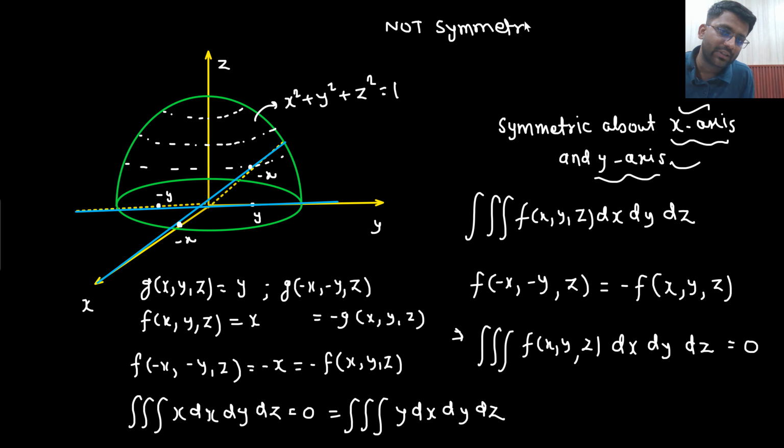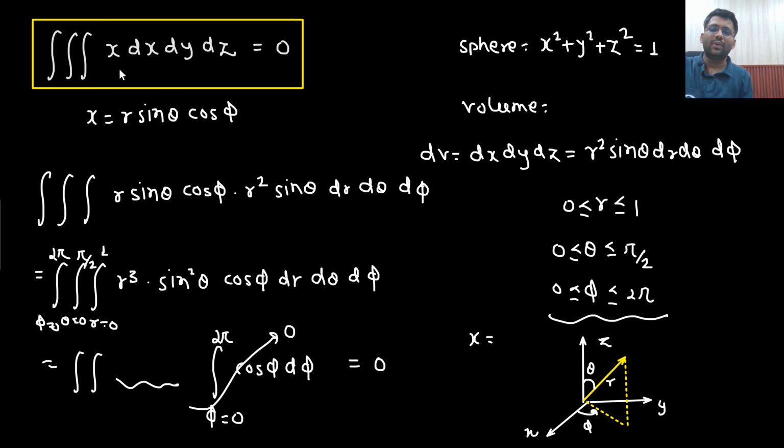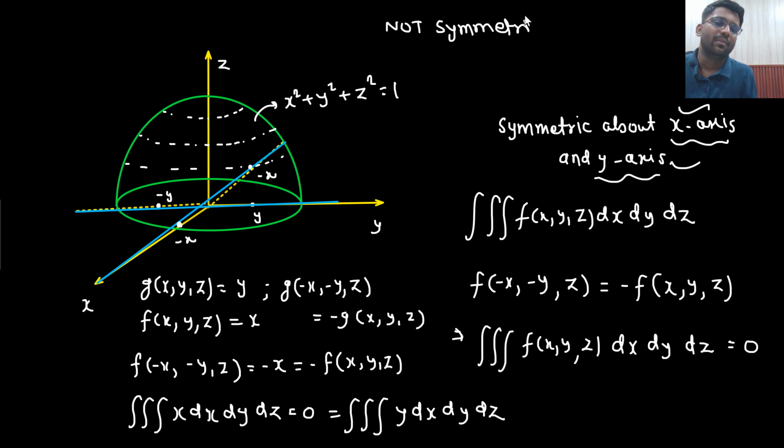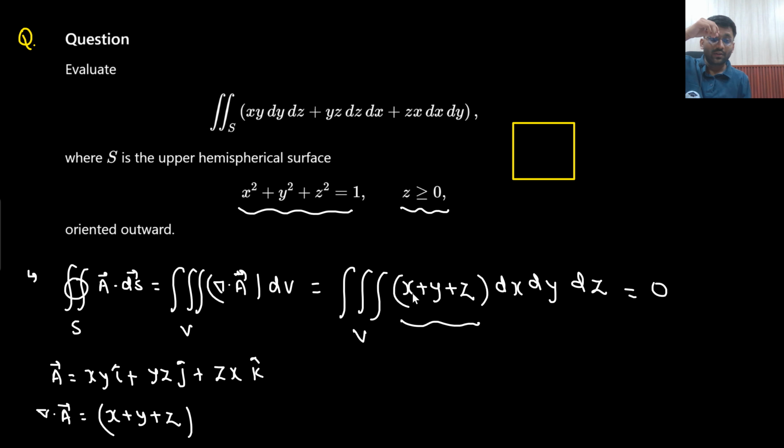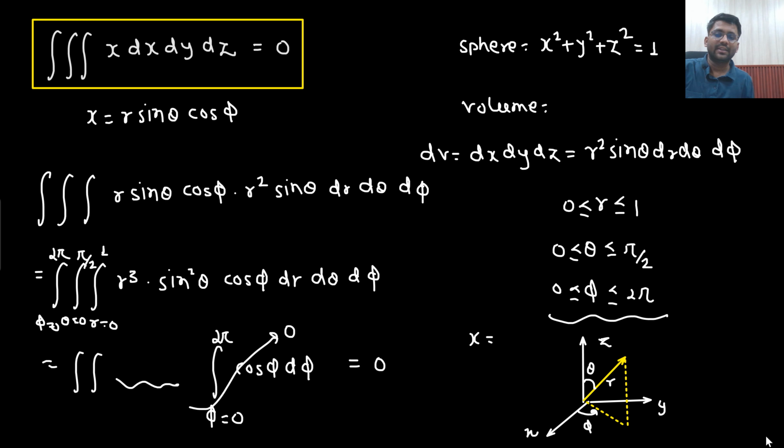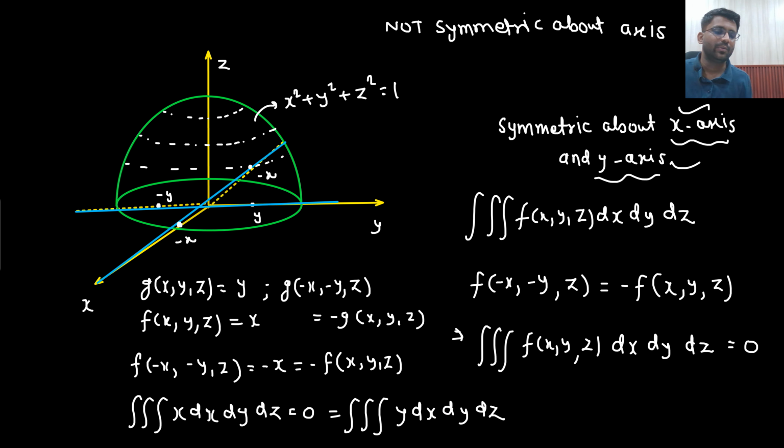But if it was symmetric about the z axis, take the example of a sphere, you calculate x dx dy dz, it will come out to be 0, y dx dy dz comes out to be 0, z dx dy dz will also come out to be 0. But it is not symmetric about the z axis, so for z you have to calculate the value. Now, y dx dy dz, you follow the same process and you will get to know that it will also come out to be 0.